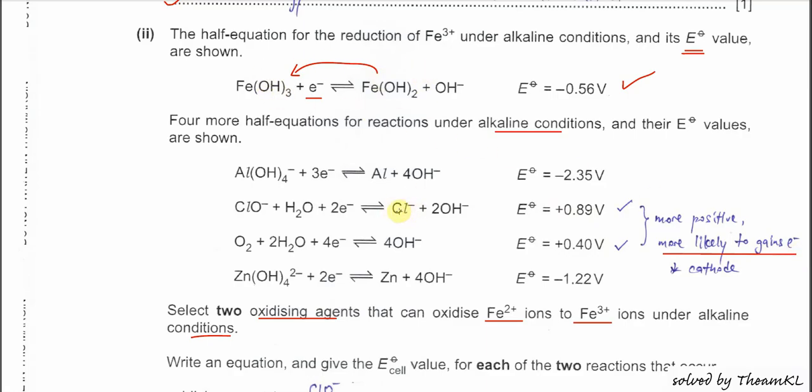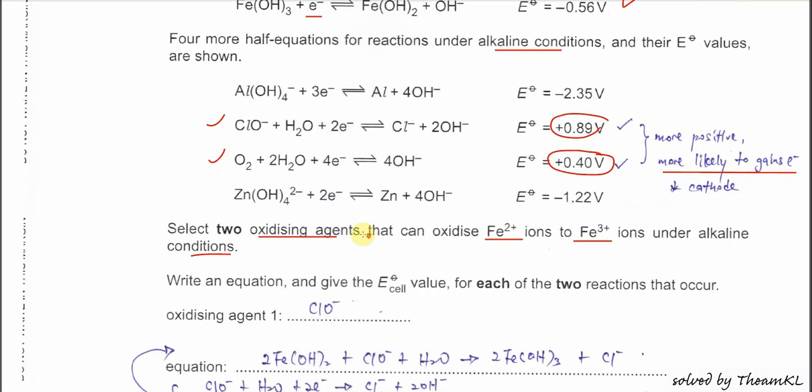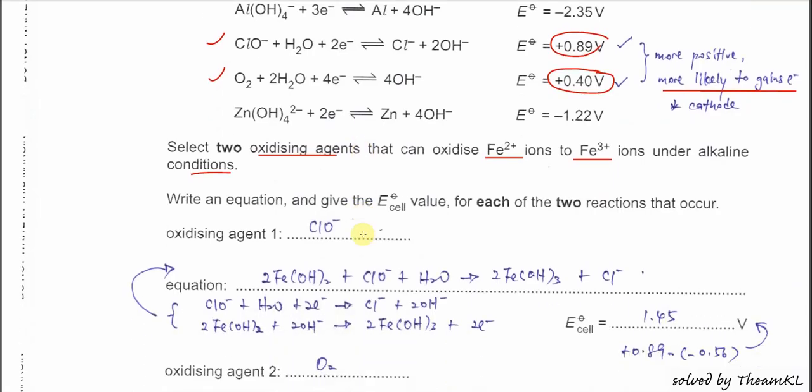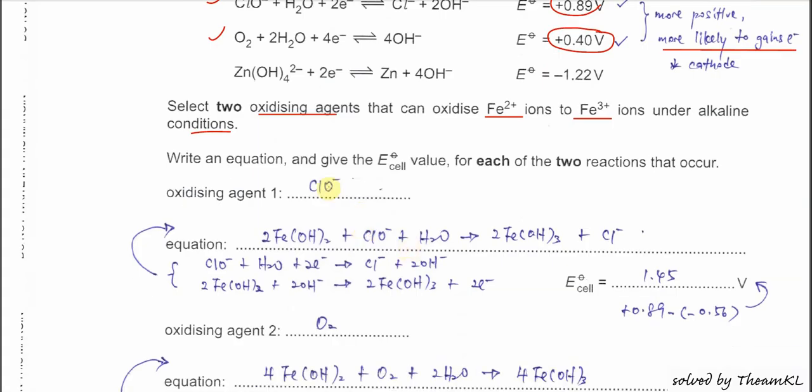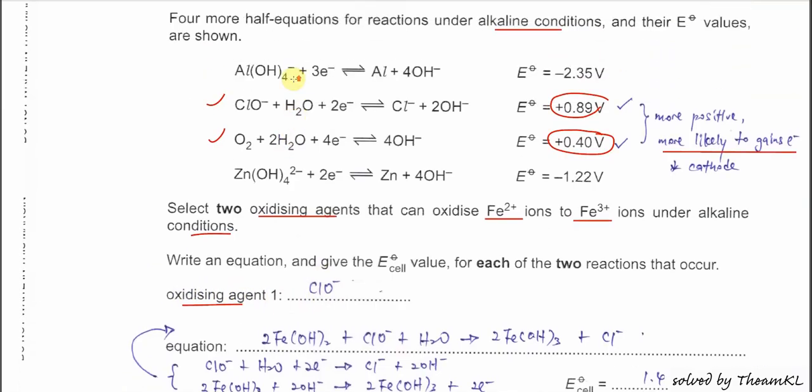So obviously, they are the second one and the third one, because it's 0.89 volt and 0.4 volt. So this one and this one are larger than negative 0.56. The first one and last one cannot. Once we know that, we can construct the equations already. Before the equations, we need to state the oxidizing agent. If let's say now we choose this one, the oxidizing agent is very obvious.